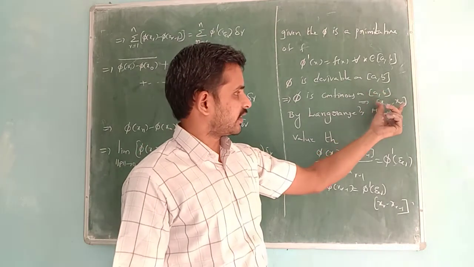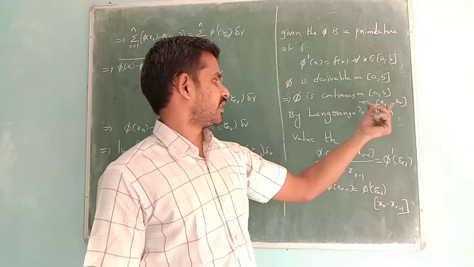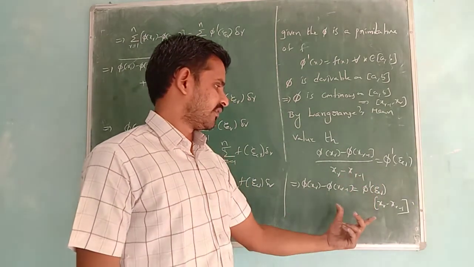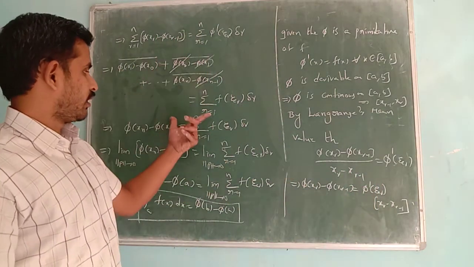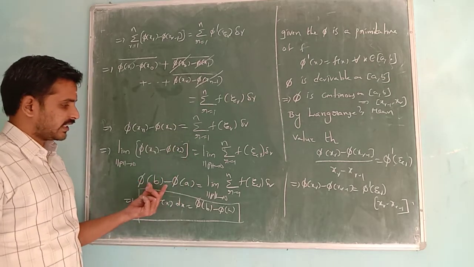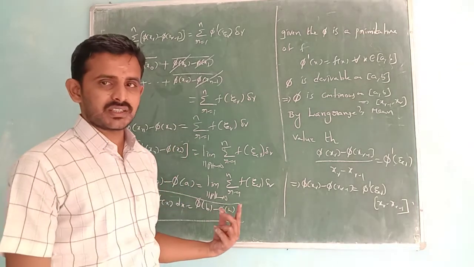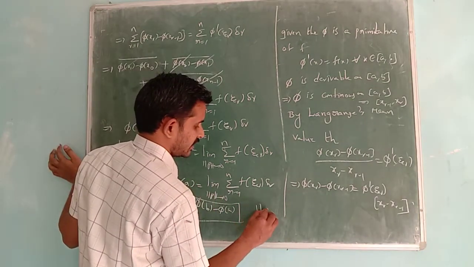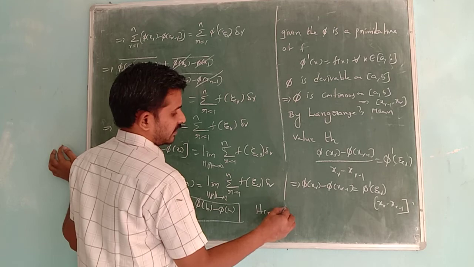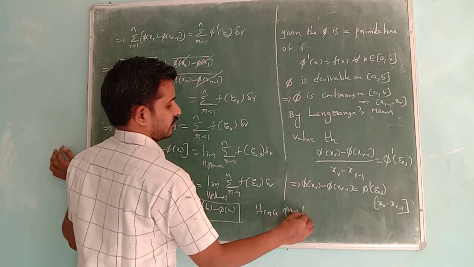So we have taken the interval [x_{r-1}, x_r]. So by Lagrange's mean value theorem we can write like this. Then by doing all this we can get phi(b) - phi(a) equal to the integral from a to b of f of x dx. Hence this is the fundamental theorem of integral calculus. Okay, thank you.